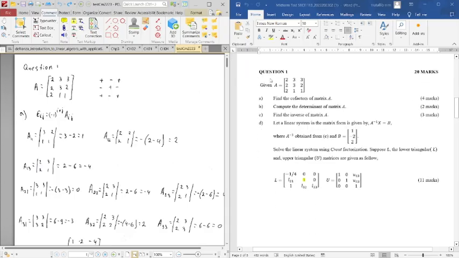So for question 1, we are given a matrix A, and for A here we need to find the cofactors of this matrix. To find the cofactors, we're gonna use this formula: cofactor ij equals (-1) to the power of i plus j times a ij. Here i and j are the number of the row and the column. And what is the cofactor?